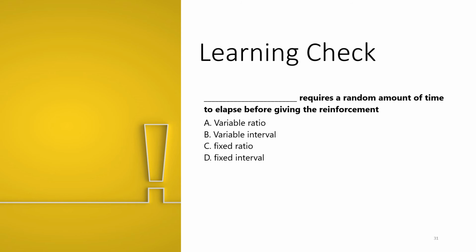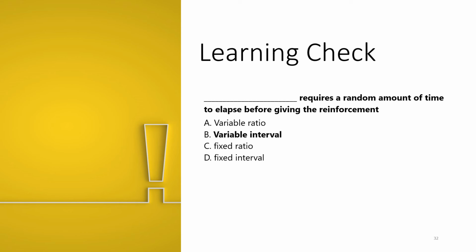And then we have fixed ratio. And fixed ratio means it is predictable and it's based on what you do. And then fixed interval means it's predictable, it's fixed, and it's based upon the passage of time. So which of these do you think is the correct answer? If you're still not sure, pause the video and think about it. Perhaps go back to the earlier part of this video where these concepts were covered in more depth.